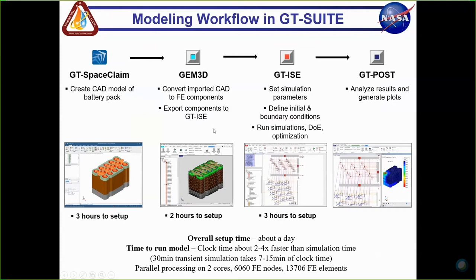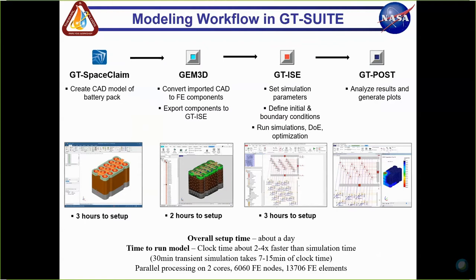Once the CAD model is made, we import that into the native 3D preprocessor inside GT-SUITE called GEM3D. This allows you to convert any native CAD into a thermal component, a mechanical component, a battery, or a flow component. In this case, we're using a lot of the thermal finite element meshing capabilities. Once we had the CAD model made, it took about an hour or two to set up inside the 3D preprocessor.